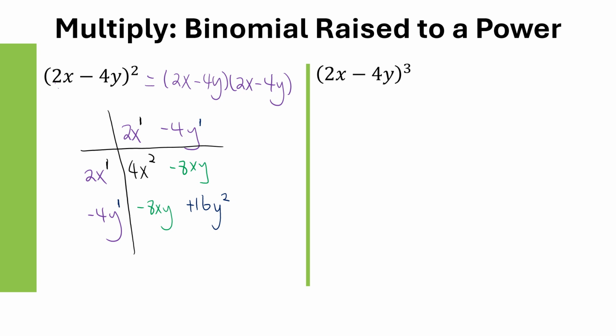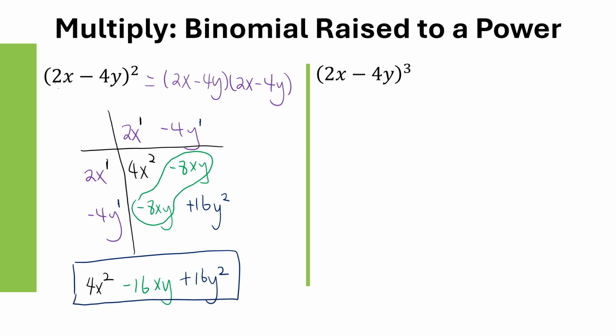And the last step to multiplying the binomials is to add the like terms, which are the xy terms. So my final answer for this problem is we have 4x squared. Negative 8 plus negative 8 will give me negative 16, and bring down the xy. And also bring down your last term, which is 16y squared.